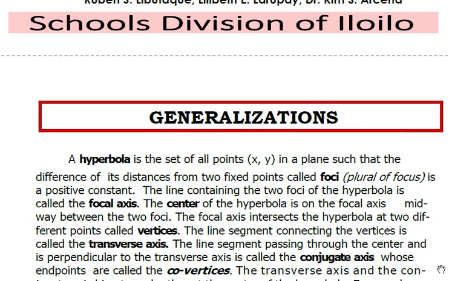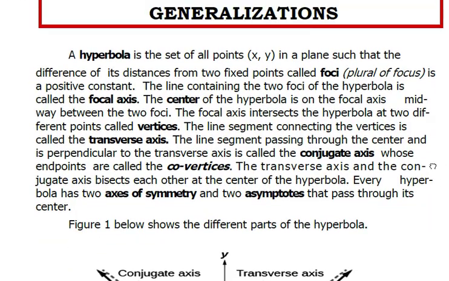A hyperbola is the set of all points (x, y) in a plane such that the difference of its distances from two fixed points, called the foci, or if it's singular, the focus, is a positive constant. The line containing the two foci of the hyperbola is called the focal axis. The center of the hyperbola is on the focal axis. It is midway between the two foci.